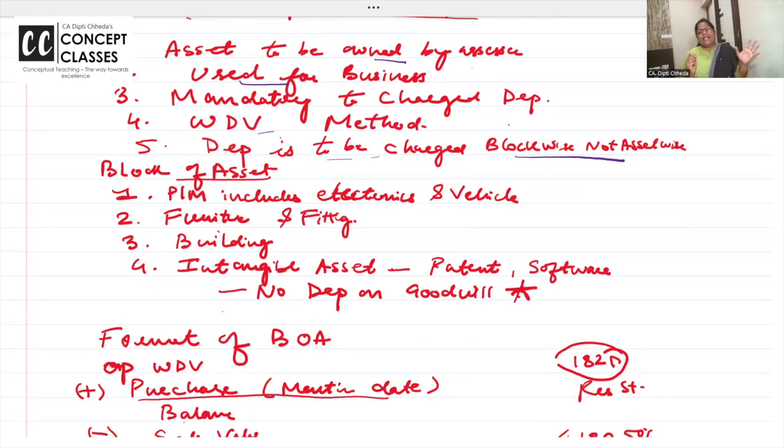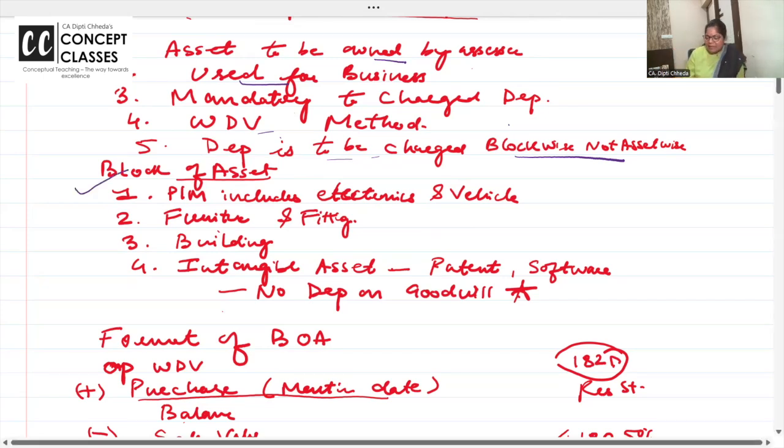There is nothing separate in it. You can't say plant 2 is sold. In accounts, we do it separately: plant 2 is sold, plant 4 is sold. No. In income tax, the depreciation is charged blockwise.